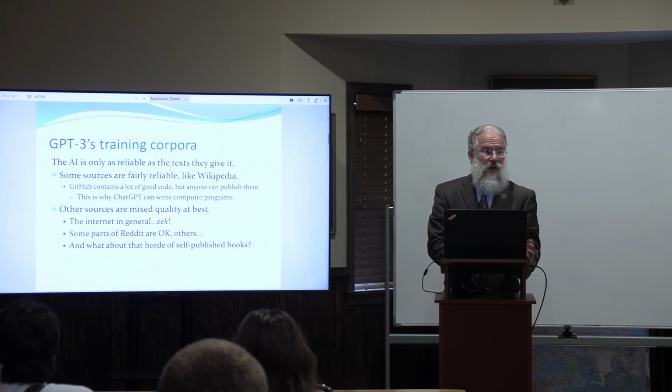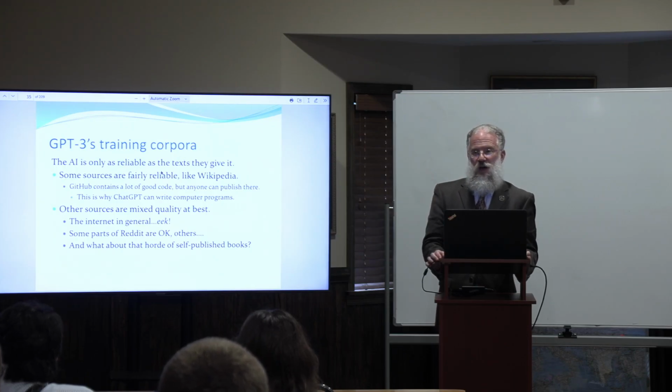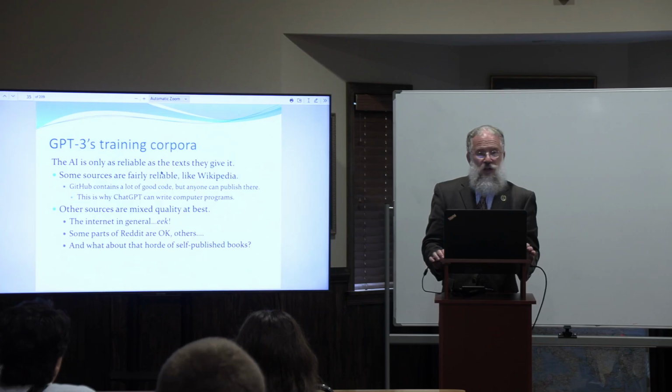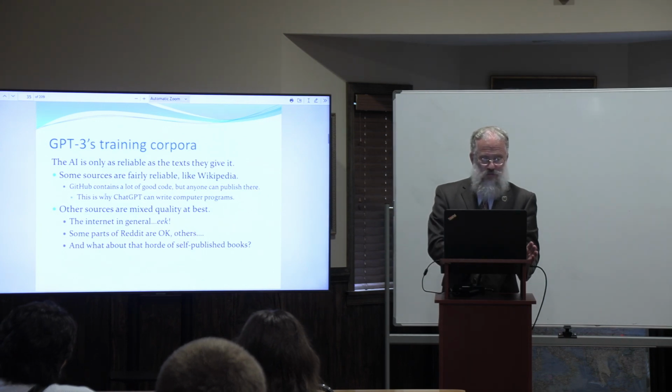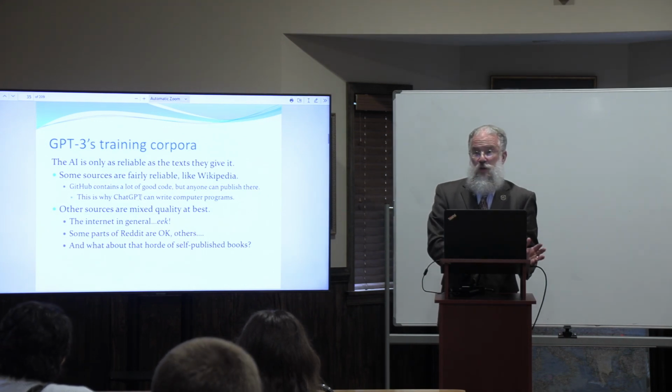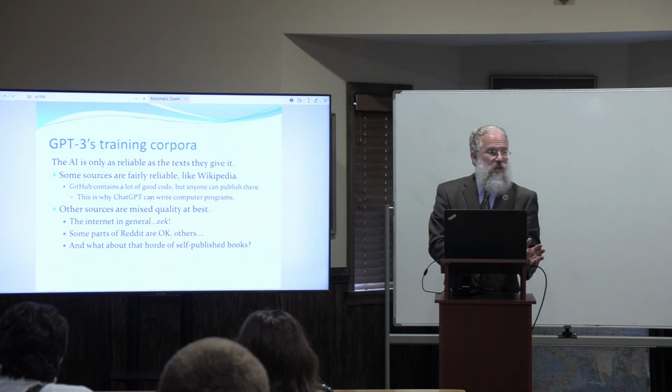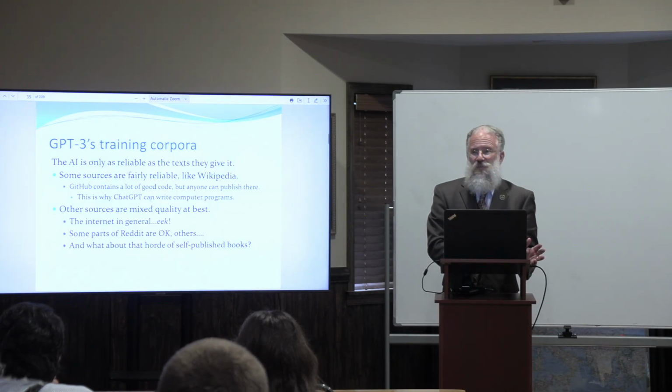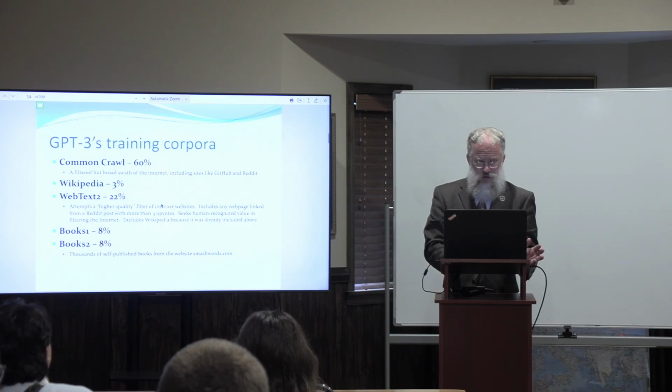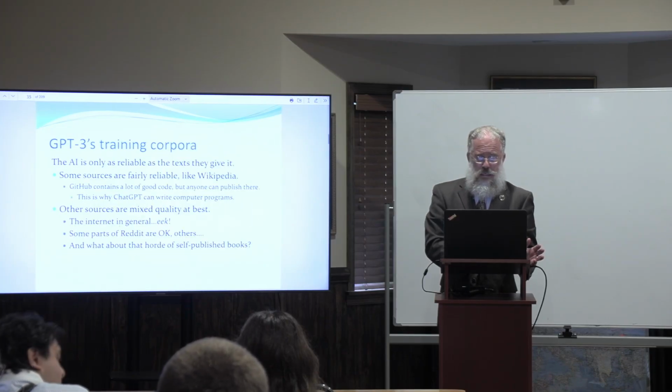GitHub, if you know what GitHub is, if any of you code, is where anybody can set up a code repository and post your code up on GitHub and have it shared with other people. And GitHub has lots of good code, but anyone can publish there. So even junky coders like myself have a GitHub repo, and I don't think my code is in any way exemplary, but it's on there, it's been archived. And this is in part why ChatGPT can do things like write computer code for you, because it's been trained on all of GitHub.